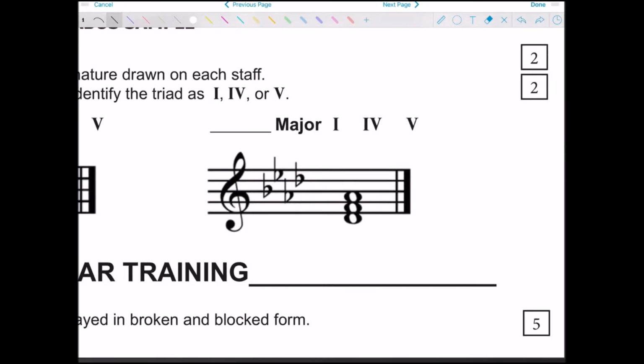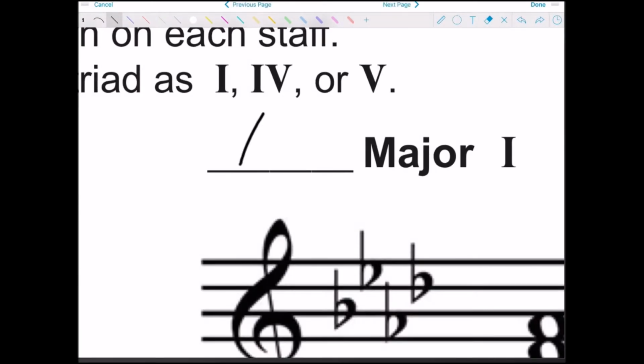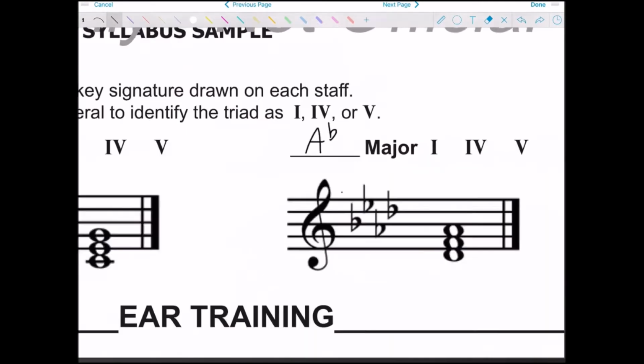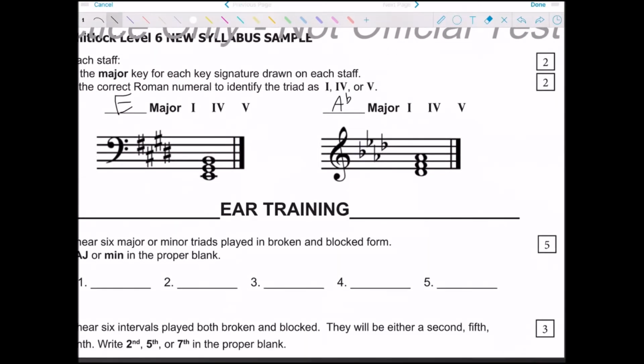Now, let's do this one. I have 4 flats. That means I'm in the key of A flat. Not the key of A. I'm in the key of A flat.